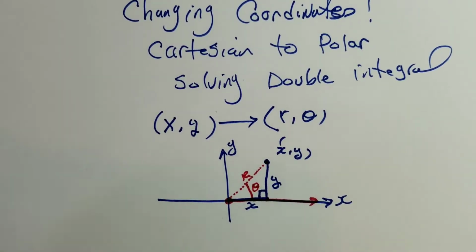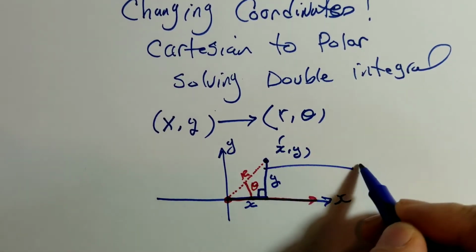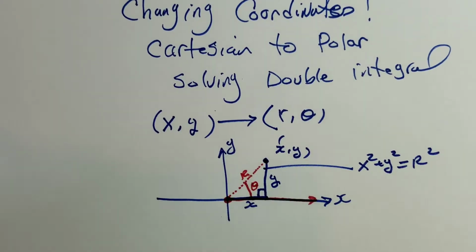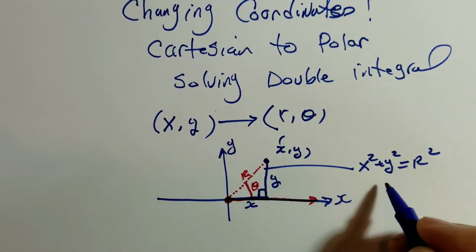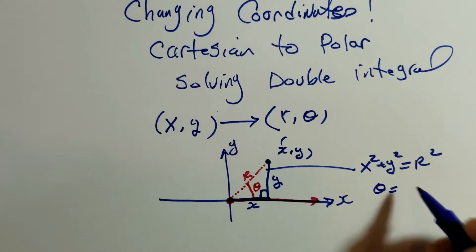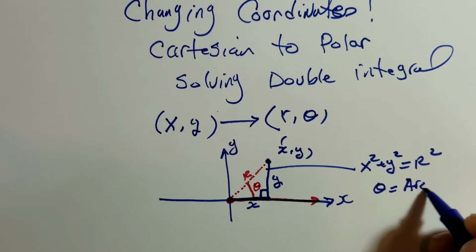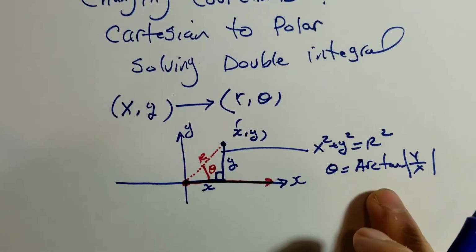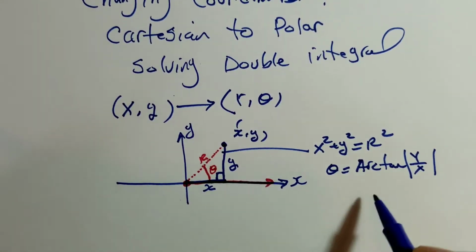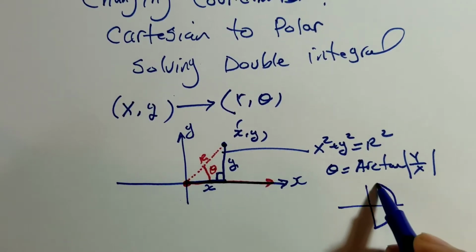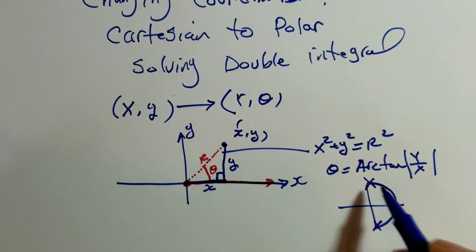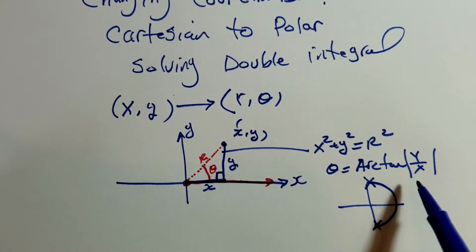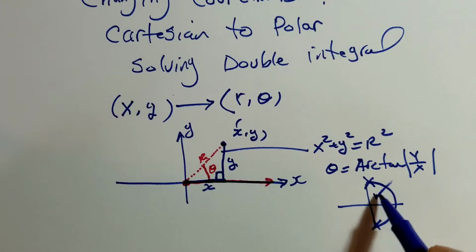And we do know that x squared plus y squared is r squared. And also we know that theta is the arctangent of y over x. You have to be very careful. Arctangent always ranges between negative pi over 2 and pi over 2. These points are excluded. Therefore, I take the absolute value and I always find the reference angle.